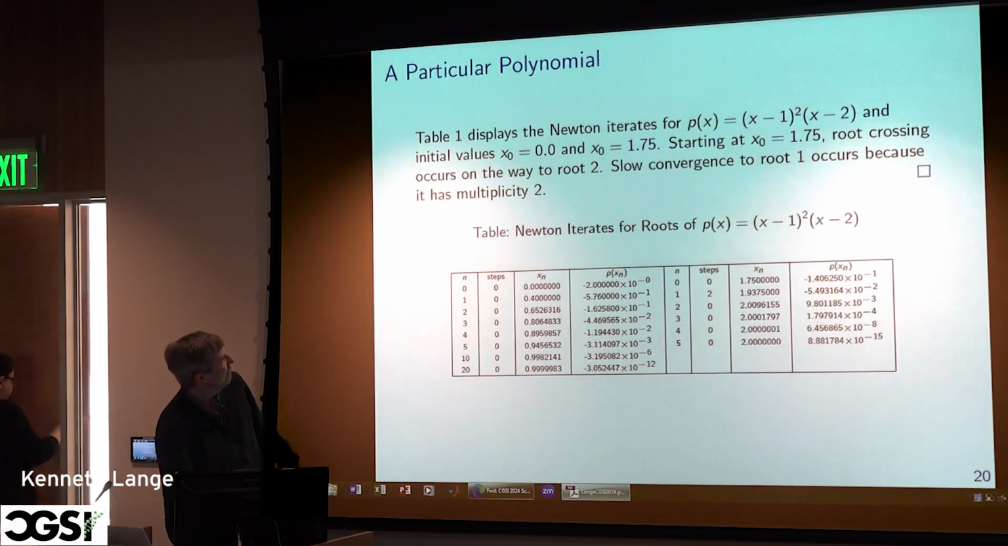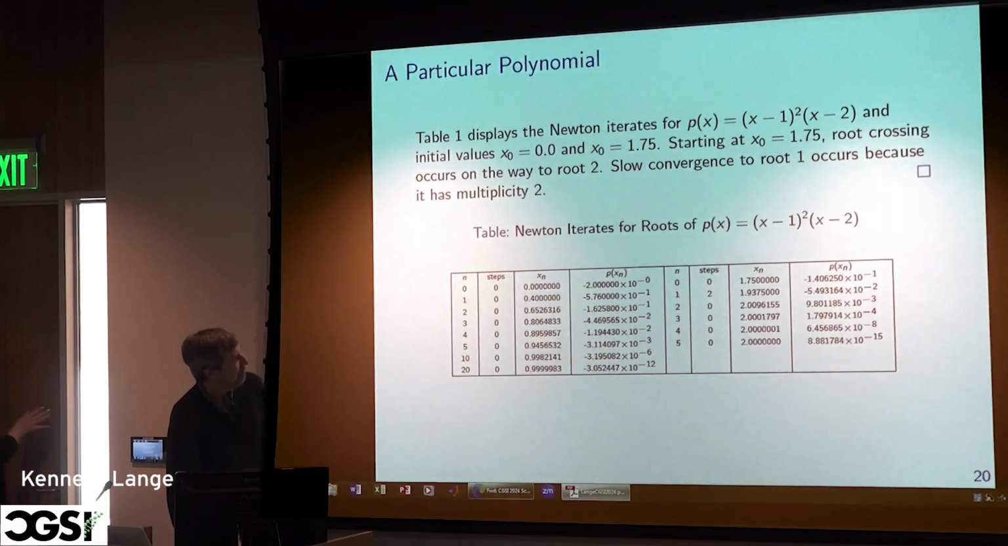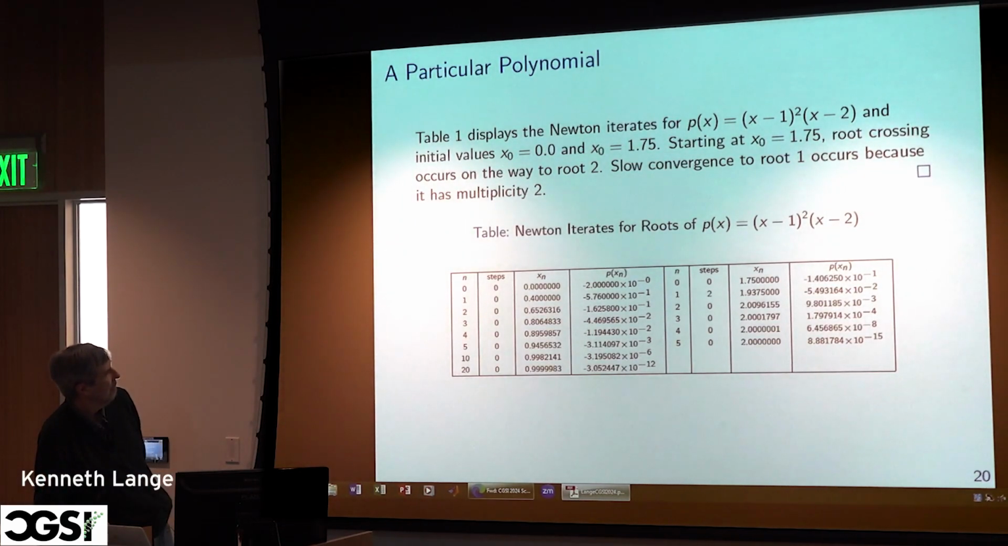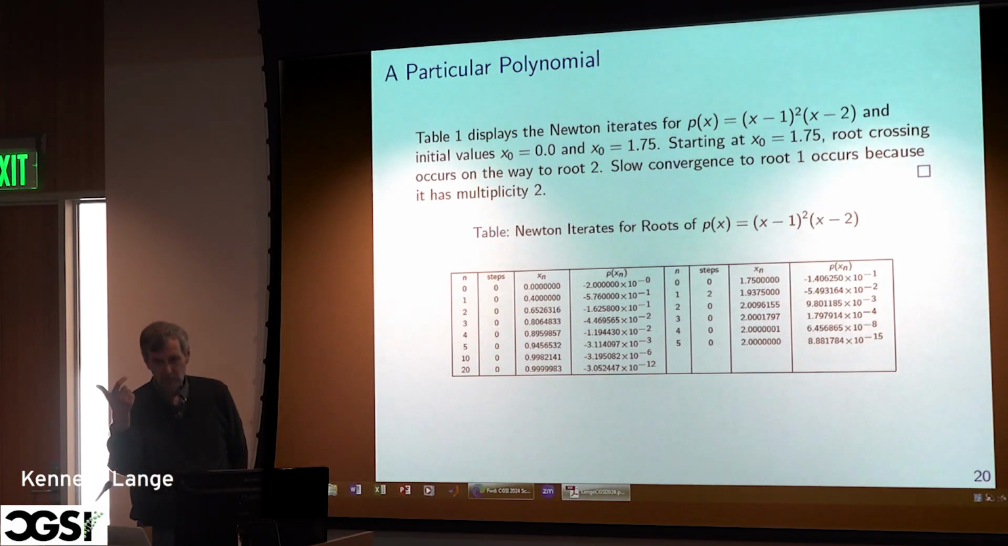And here's some examples. Now, Newton's method, this polynomial has two roots. One of them is repeated. You get rather slower convergence for the repeated root. You get faster convergence for the root of multiplicity 1. And it works, and most of the time you're not step halving. You can cross those boundaries between roots, but this seems fairly reliable.